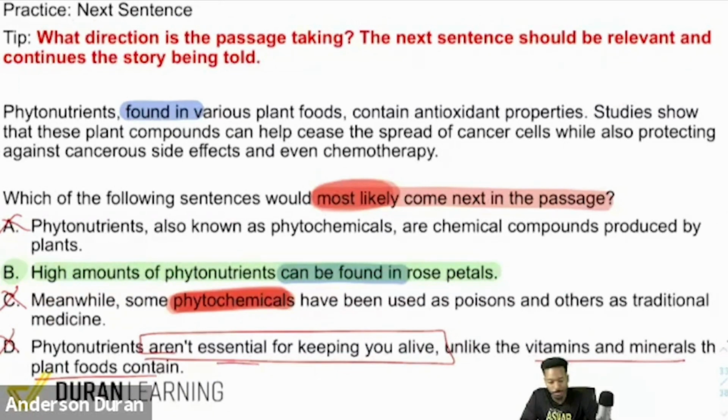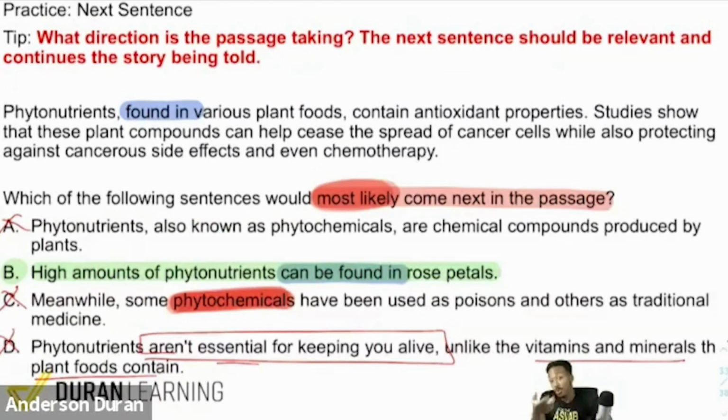Cool. So Yihi, great point. It never talks about rose petals. So remember, it is about extending the conversation in a relevant way that doesn't take a complete crazy turn. So the introduction of rose petals, and this is a great question, by the way, comes in as a connection to finding high amounts of phytonutrients. And the main idea of the passage is phytonutrients. So it is extending the conversation in a relevant way.